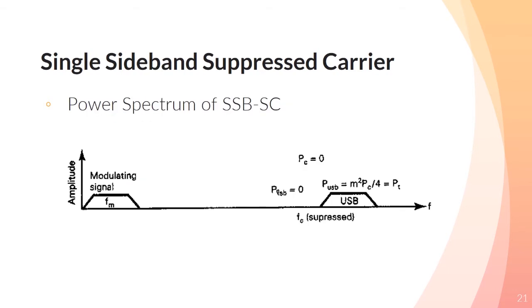In single sideband suppressed carrier, the sideband power constitutes 100% of the total power. The SSBSC requires less total power than the conventional AM. At 100% modulation, 83.3% of power is saved by suppressing the carrier and one of the sidebands.